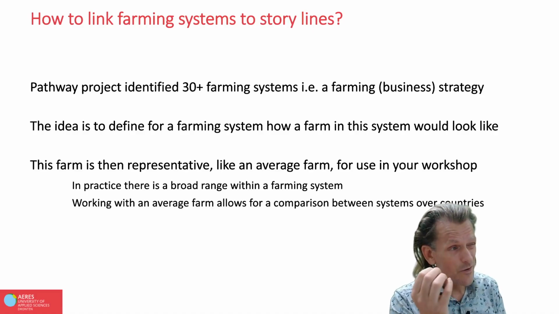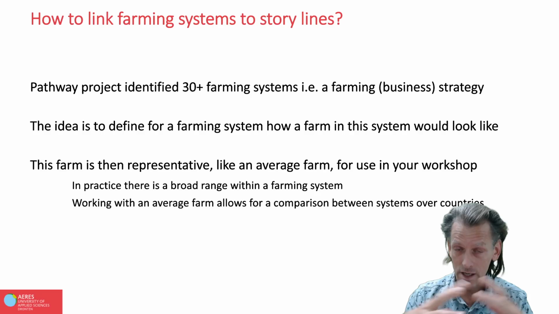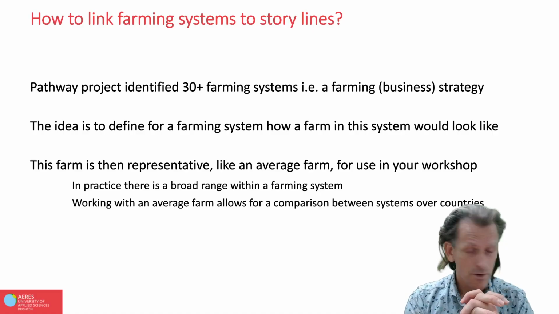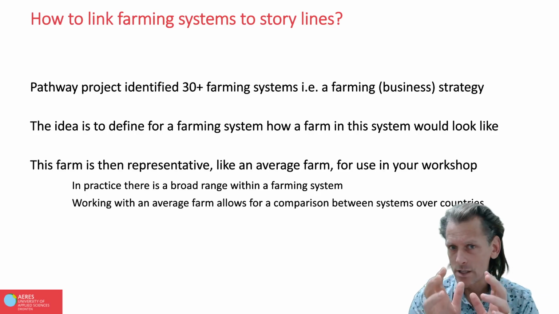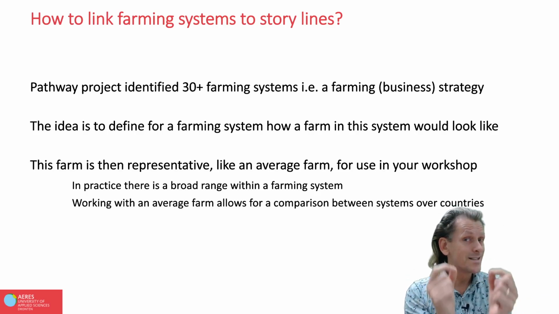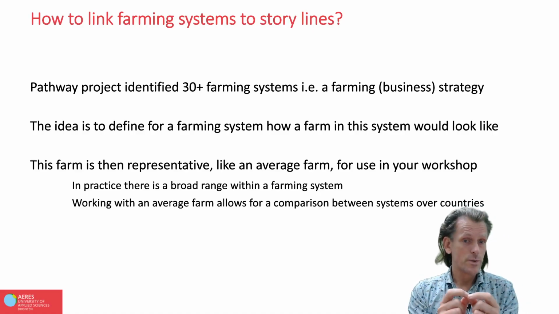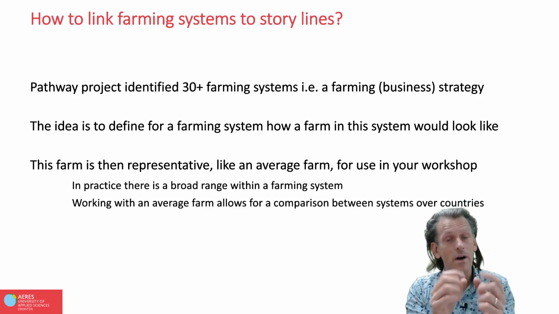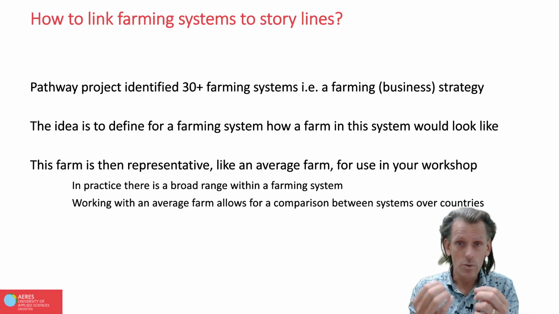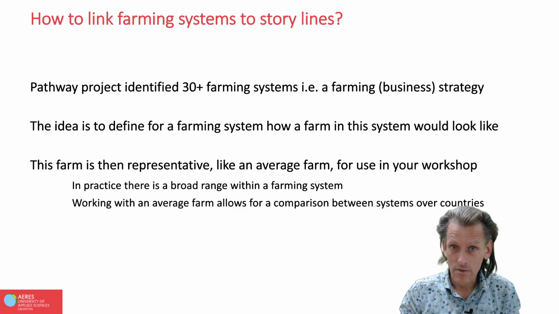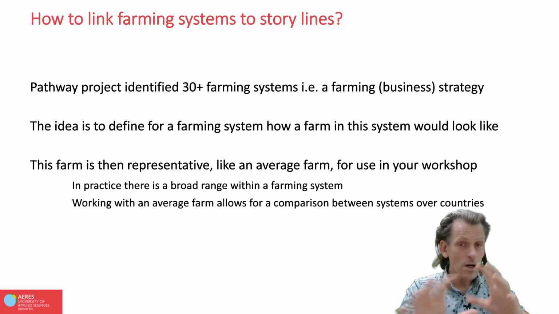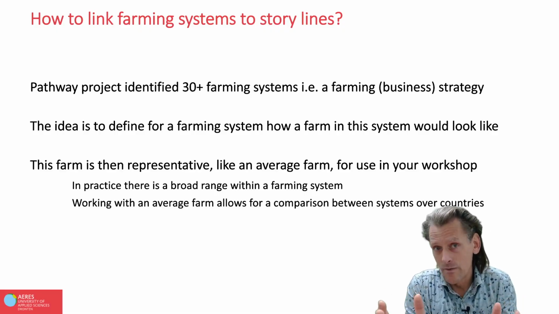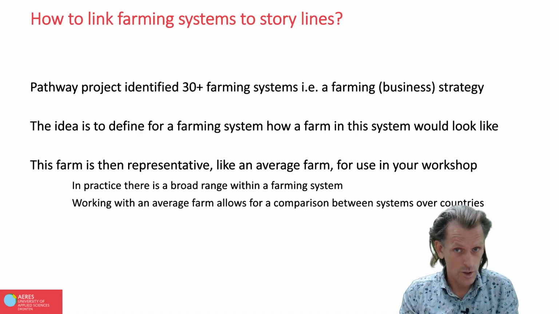We have 30 plus farming systems identified within the context of the Farm Pathway project. These 30 plus are kind of farming strategies or farming business strategies. The idea is that in your workshop, you're going to define how a specific farming system would look and feel when you would visit a typical farm for that farming system. When you come together to a picture, this farm will be representative, like an average farm that you're going to use in your workshop.